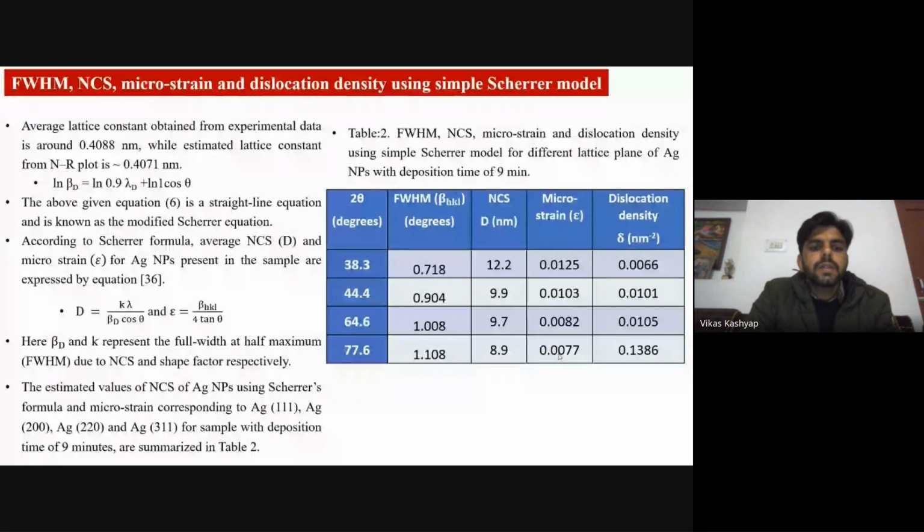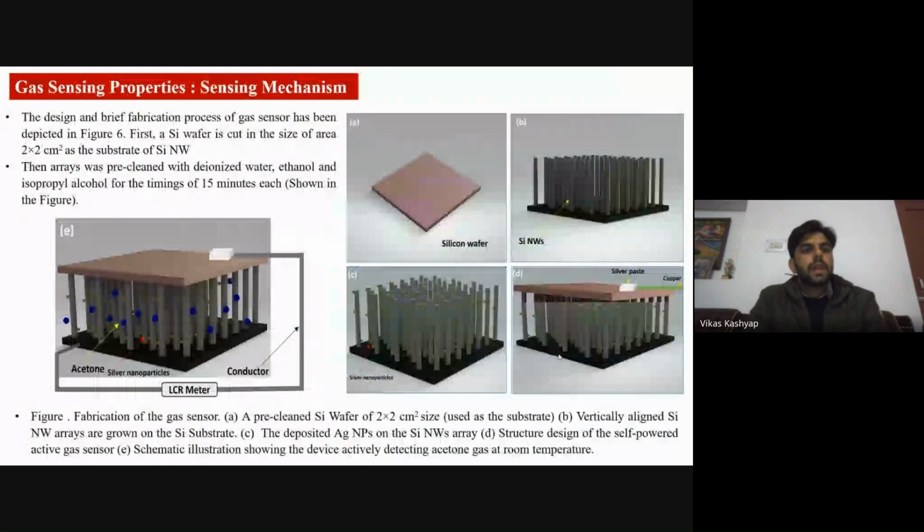Here, beta d and k represent the full width at half maximum due to the NCS and the shape factor respectively. The estimated value of NCS of Ag nanoparticles using the Scherrer formula, and the microstrain corresponding to the Ag 111, Ag 200 phases for the sample with a deposition time of 9 minutes. The values of FWHM and NCS are given on the right of this slide. The next is the sensing.